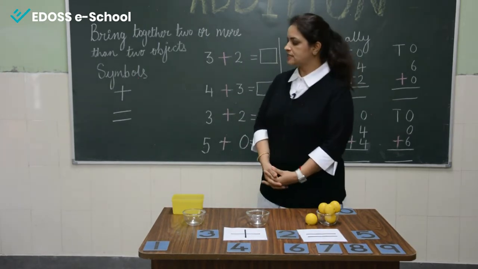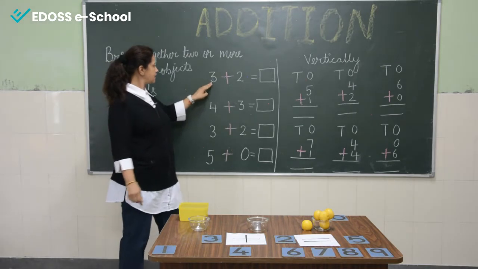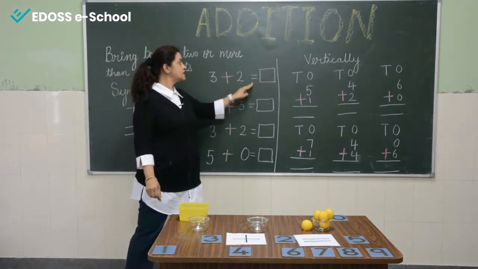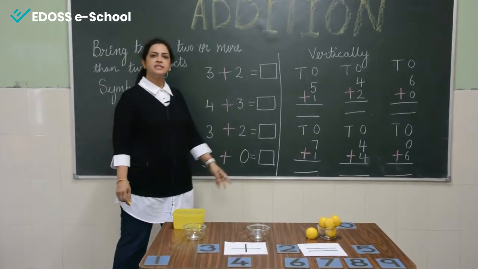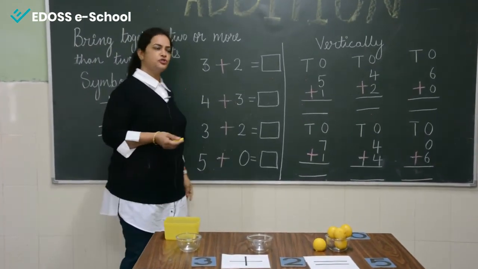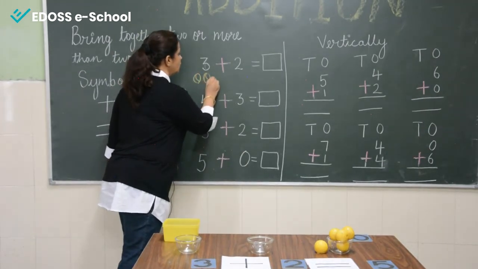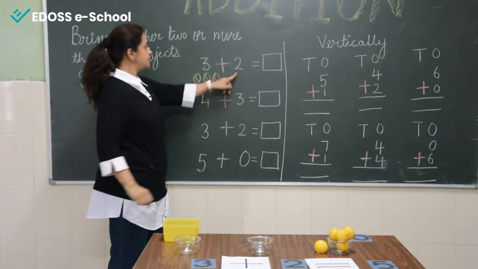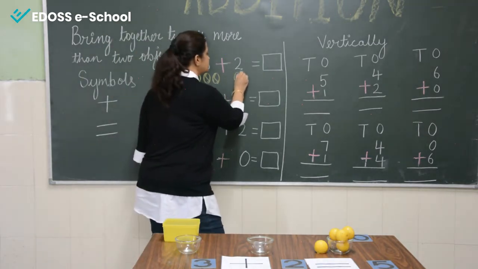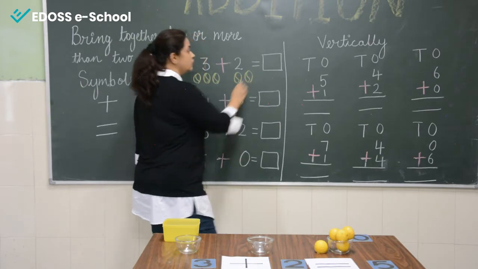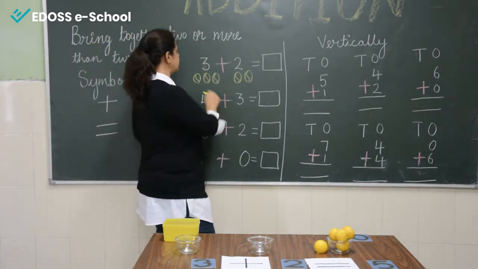Okay, so let's get started. The first sum is 3 plus 2 is equal to. What is the first number? The first number is 3. So let's draw 3 balls. 1, 2 and 3, and the second number is 2. So I am going to draw 2 balls, 1 and 2. Now I have to add them up and count them together.